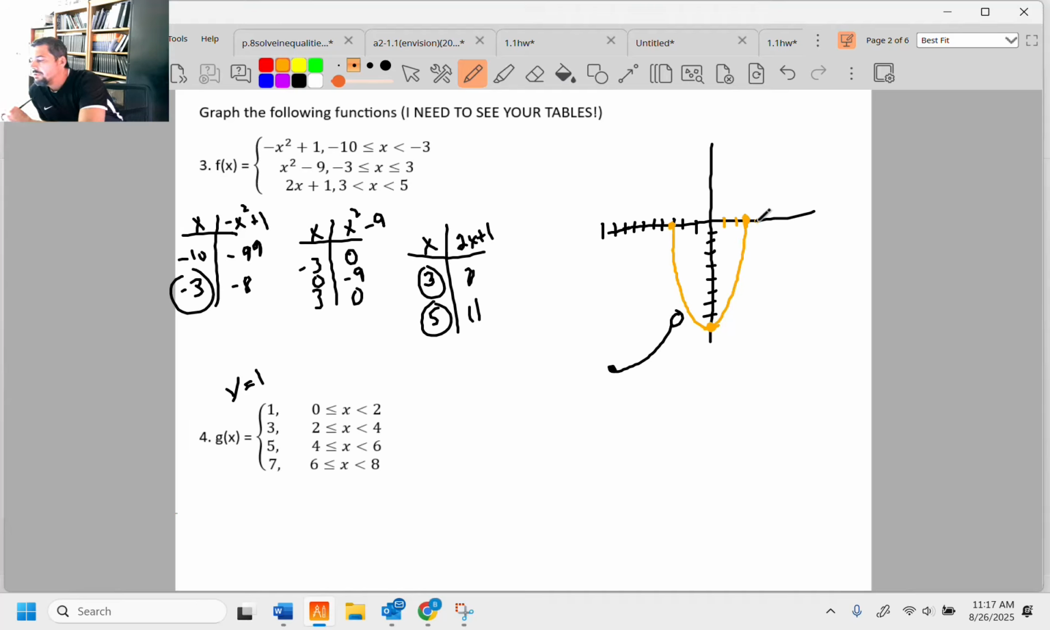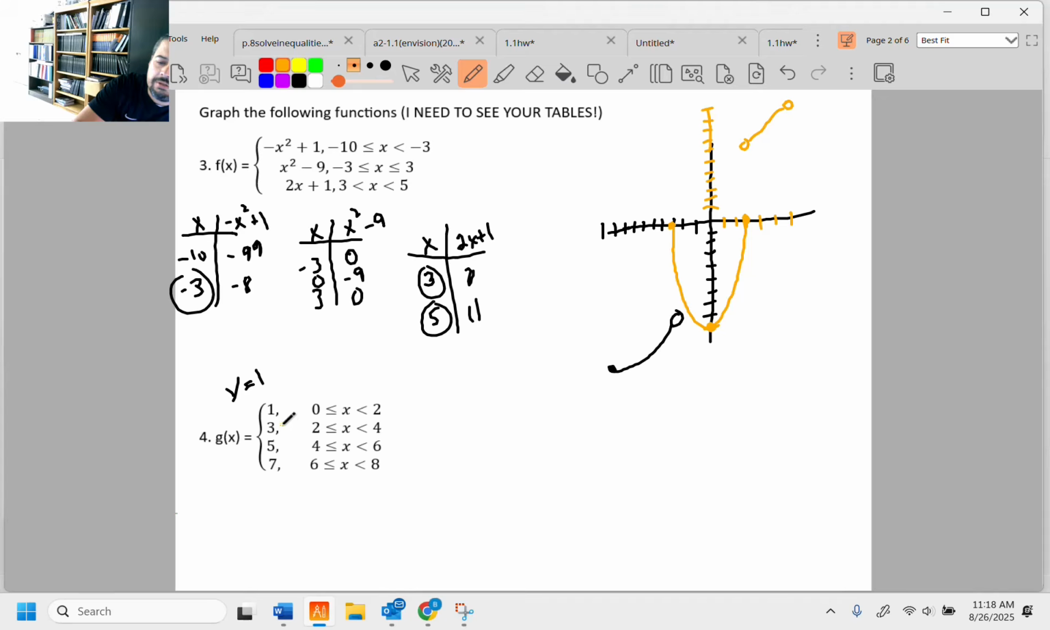And then we have 2x plus 1, which is a line. We contain 3, 7. Open hole. And we contain 5, 11. Also open hole. There's your piecewise function. Didn't actually ask for domain and range. There you go. Easy peasy lemon squeezy.